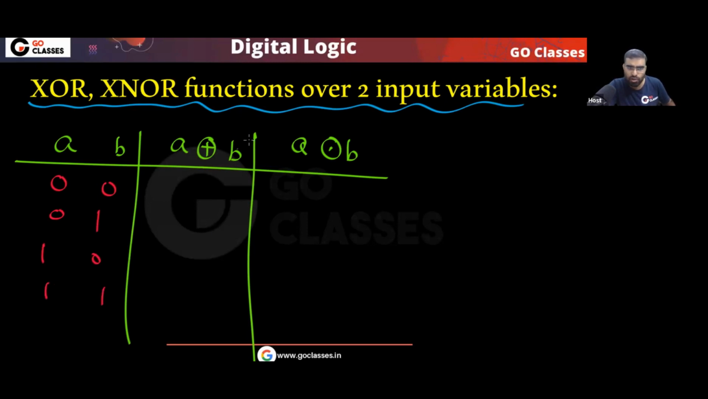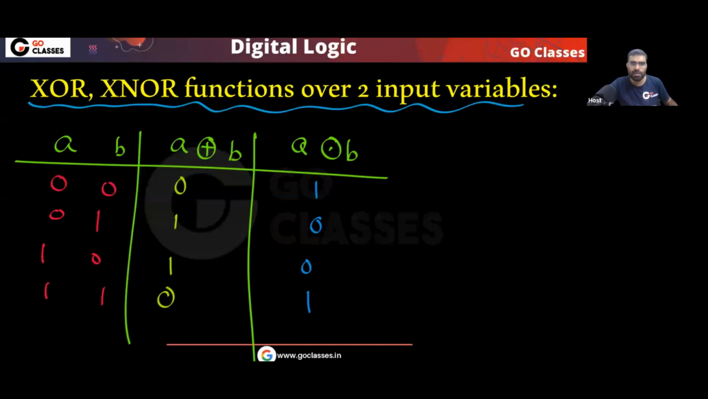Now, what is exclusive OR? XOR will be 1 if both the inputs are different. A XOR B is 1 if A is not equal to B. So in these two situations XOR will be 1, and in these two situations XOR will be 0. What about XNOR? A XNOR B will be 1 if A is equal to B. So in this situation it will be 1, and in this situation it will be 1. When both are the same, XNOR will be 1, and when they are different, XNOR will be 0.